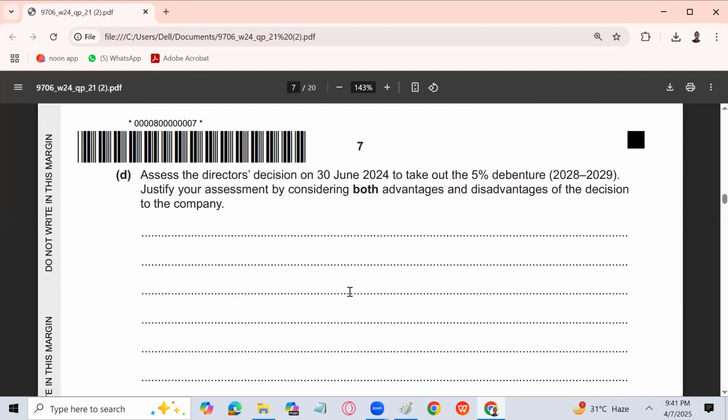Assess the directors' decision on 30th June to take out the 5% debenture 2028-29. Justify your assessment by considering both advantages and disadvantages of the decision to the company. Already we don't have a debenture, because of the 8% bank loan, half of the bank loan is paid, but 27,000 of the bank loan is still there, and we have to pay interest on that bank loan at 8%. But debentures we have taken, that is a non-current liability.